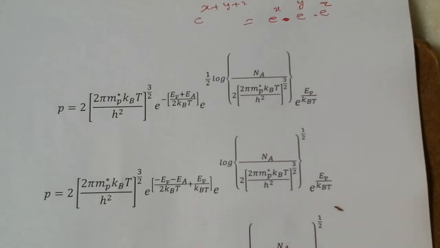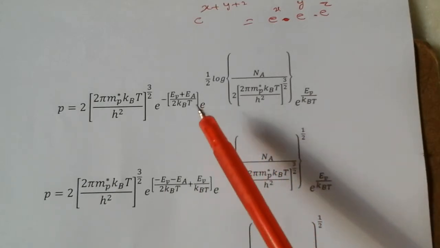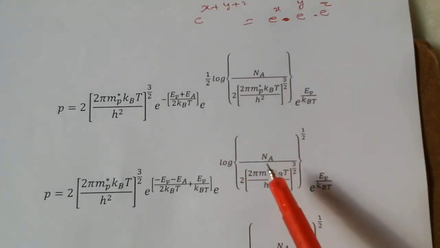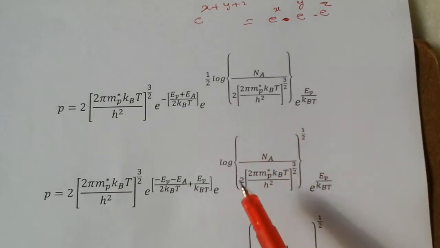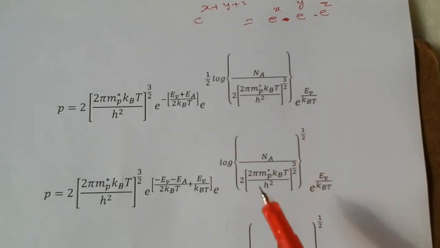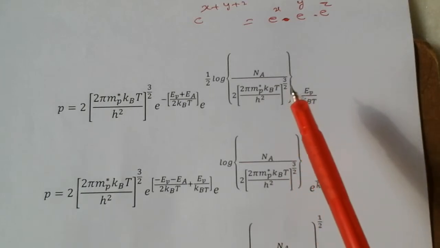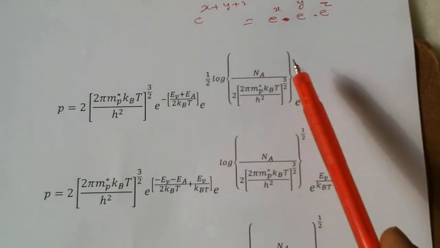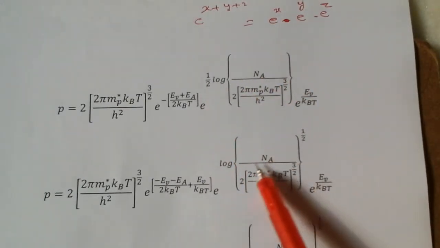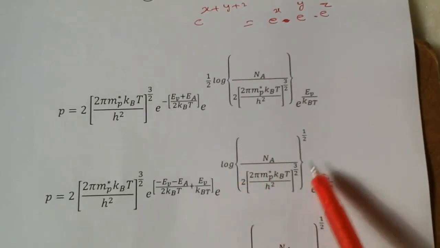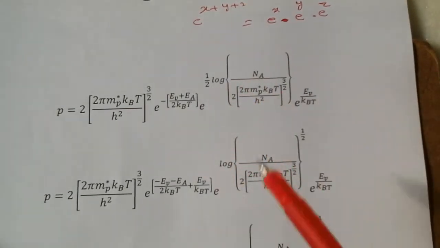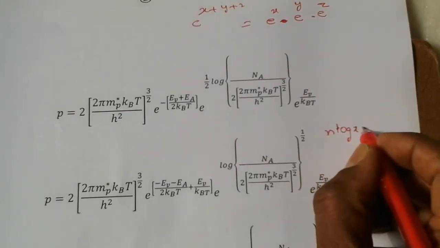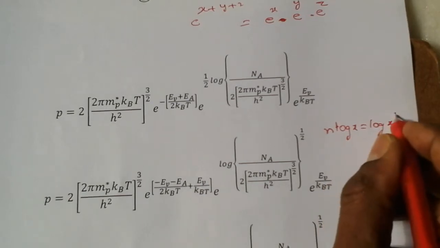Here we can see next, e power of 1 by 2 log of NA by 2 into 2 pi MP star KBT by h square whole power 3 by 2. Here what we have done, this 1 by 2 is written as a power of the log argument. So log of whole power, that means this 1 by 2. This is we are getting from the formula that n into log x is equal to log x to the power of n.